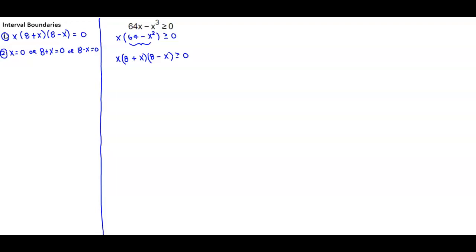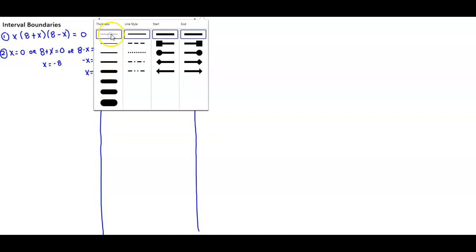So we already know that the first x is equal to 0. If we subtract 8 from both sides, x is going to equal negative 8. Over here, if we subtract 8 from both sides, we have negative x, which is equal to negative 8. Divide both sides by negative 1, and therefore x is equal to 8. Okay, so now we've figured out what our interval boundaries are.